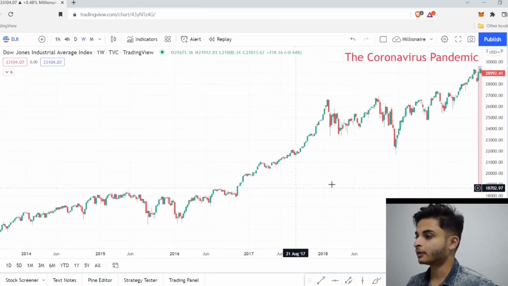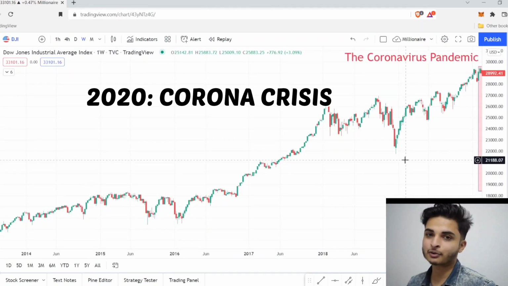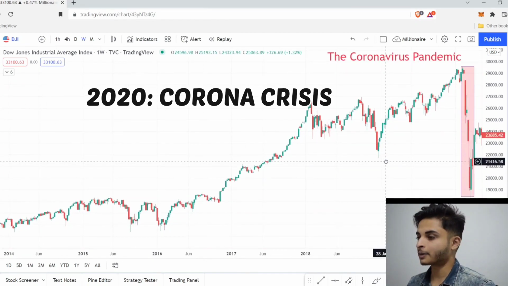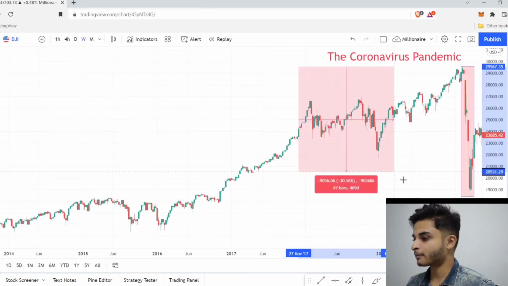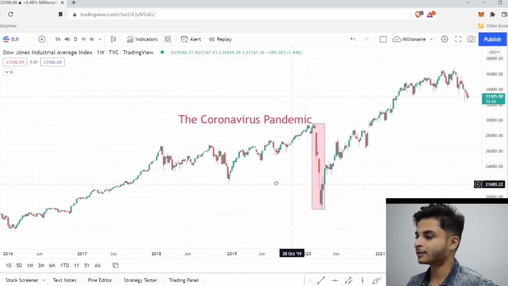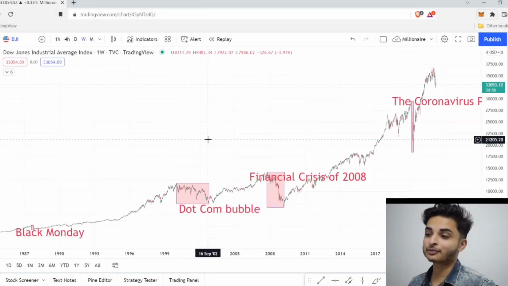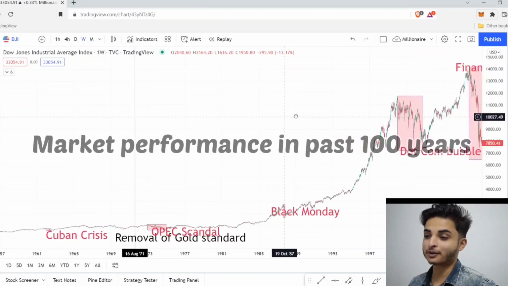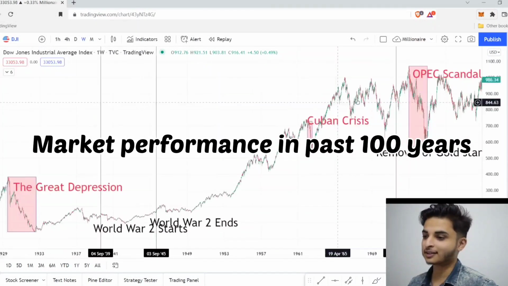And then finally, we all know the coronavirus pandemic that happened in 2020, and because of that the market again fell by 40% in a span of a few weeks, and then here we are. That is how the market has performed in the past 100 years.